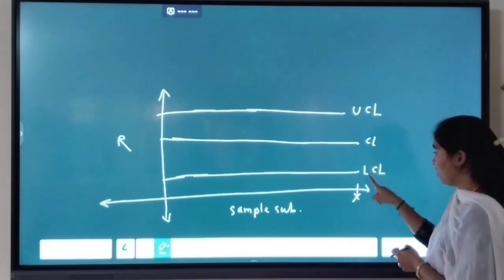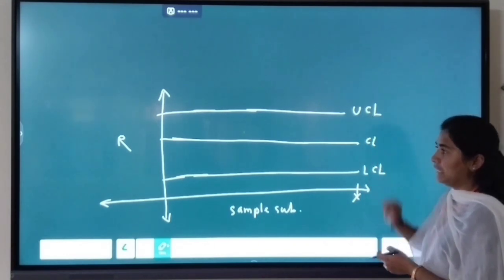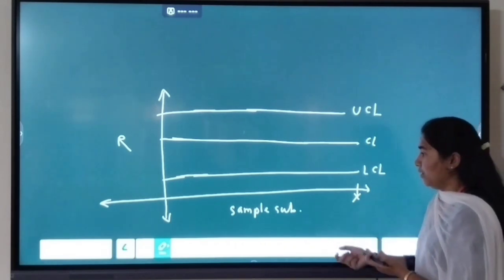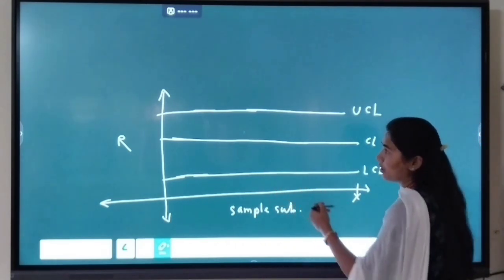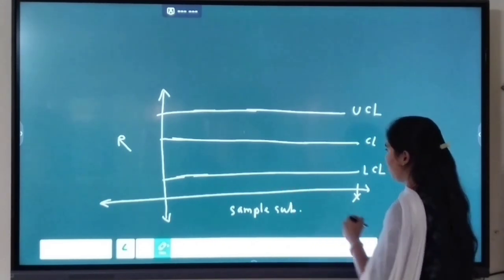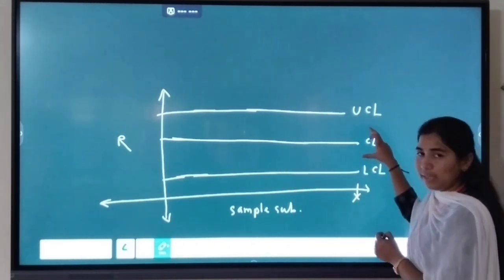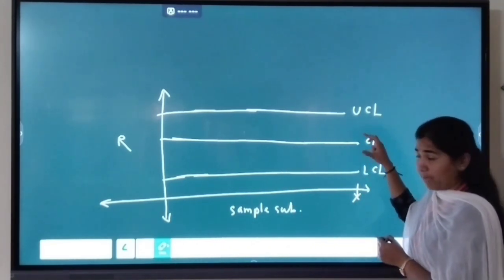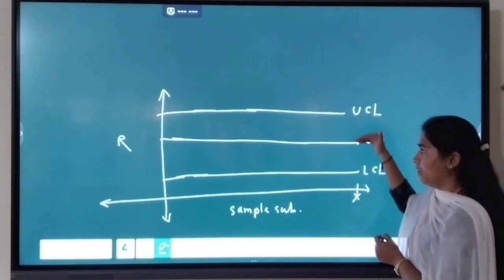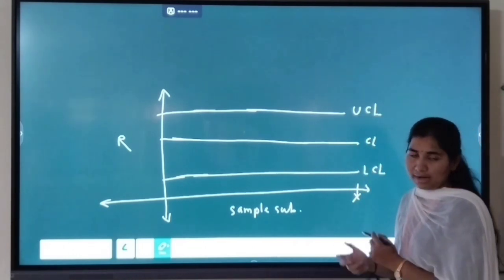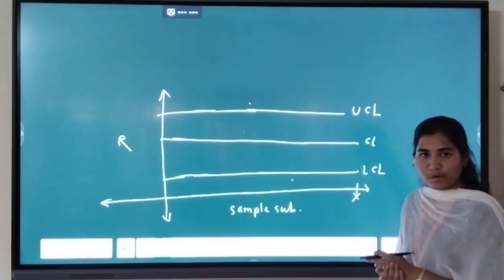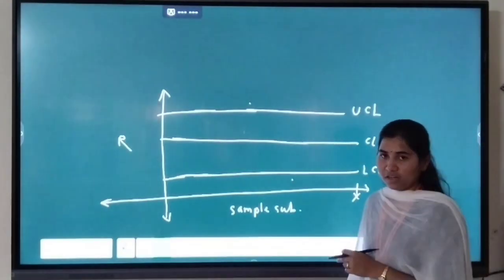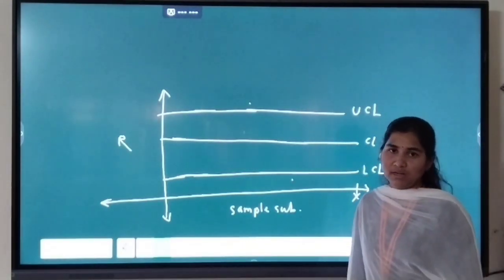This is the central line, this is the lower control limit and this is the upper control limit. Then we plot all the sample observations, that is the values R1, R2 up to Rk, on the same graph paper, and we see that all the values are within the control limits, that is above the LCL and below the UCL. Then we conclude that the process is in statistical control. The corresponding X bar chart and conclusion we will see in the next lecture.